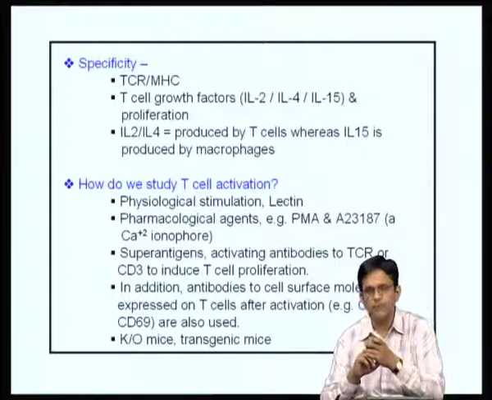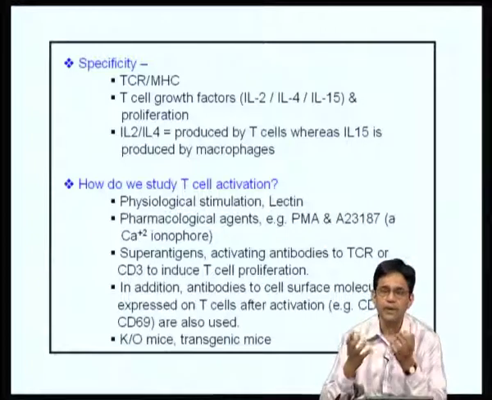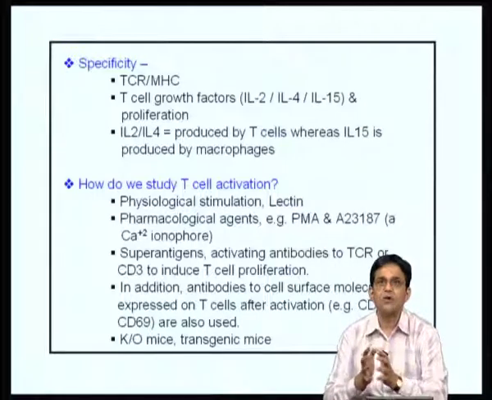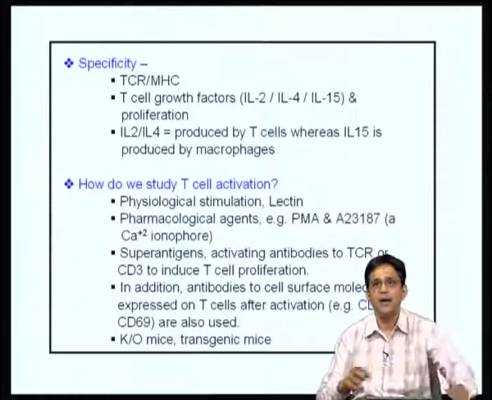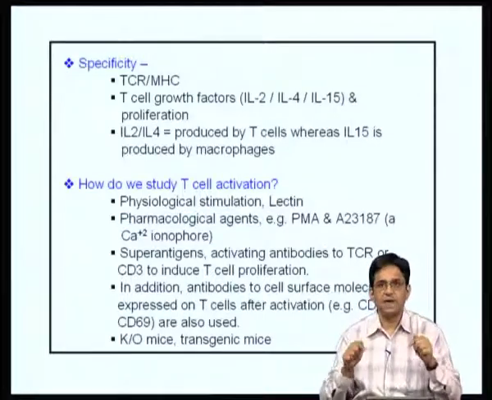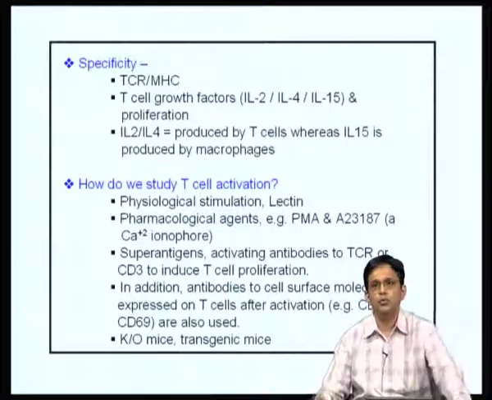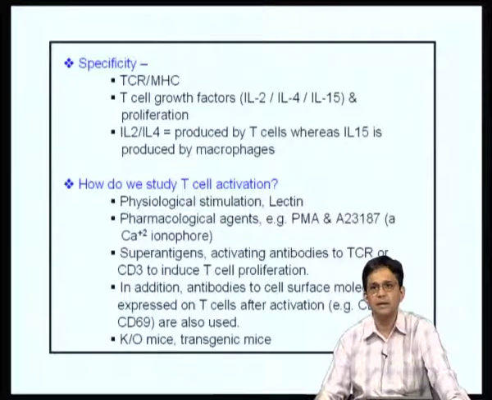You can use molecules like lectins, which will bind non-specifically to larger pools of T cell receptors and activate them, or you can use super antigens, which will bind to classes of T cells and activate them. The other way to activate, where you bypass the surface interactions, is to use PMA and ionomycin, and it results in non-specific activation of all types of T cells.